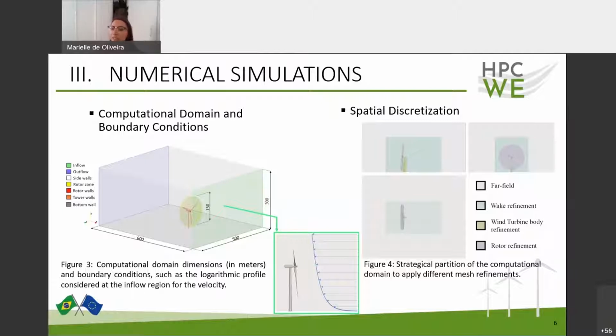The boundary conditions for the velocity at the inflow region were a Dirichlet condition as a prescribed logarithmic profile, where at 80 meters high, the velocity was 10 meters per second. In Figure 4, we present the strategic partition of the computational domain that we considered to apply different mesh refinements according to the complexity of the flow in each region.